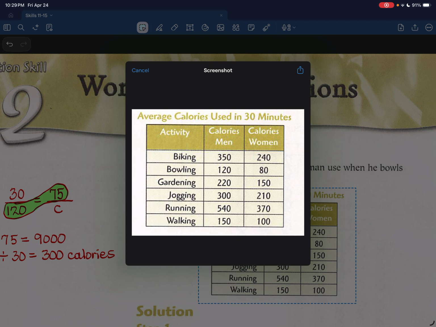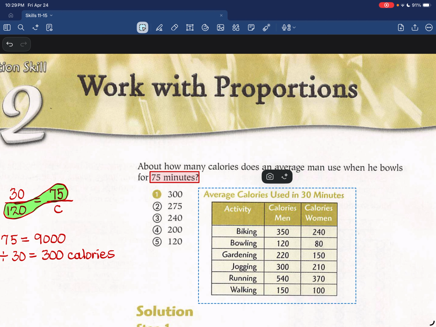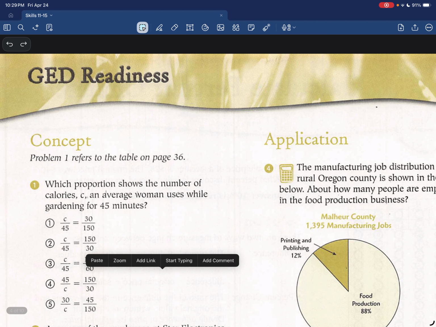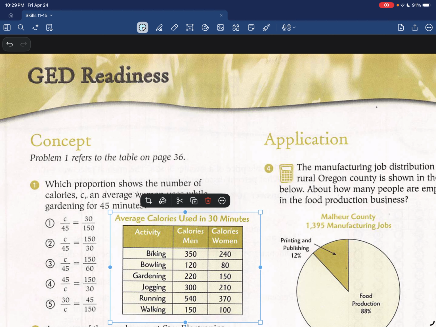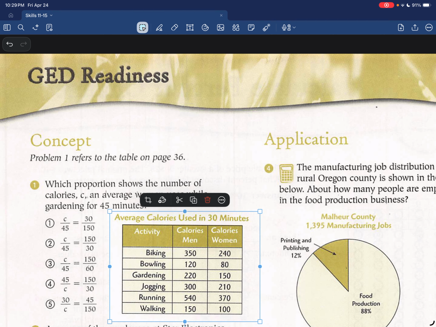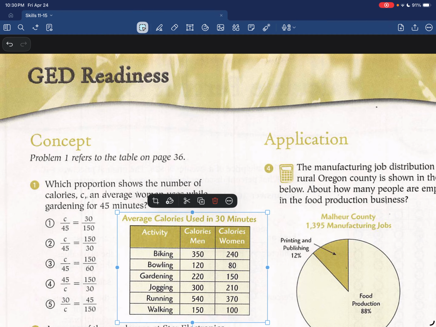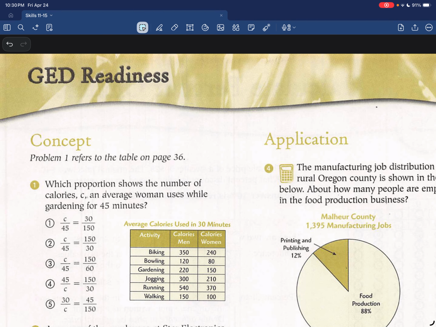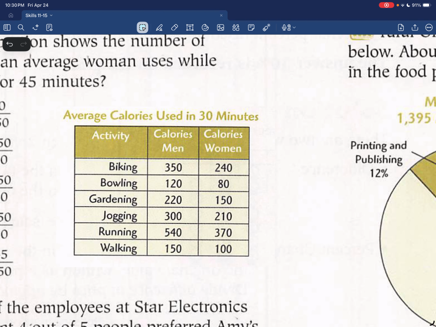And then I will put the markup back in there so that it is not gone in my final video. Okay, so let's put this picture right here because we're going to need to look at this to understand. And I'm trying to make it smaller. There we go. Which proportion shows the number of calories C an average woman uses while gardening for 45 minutes?